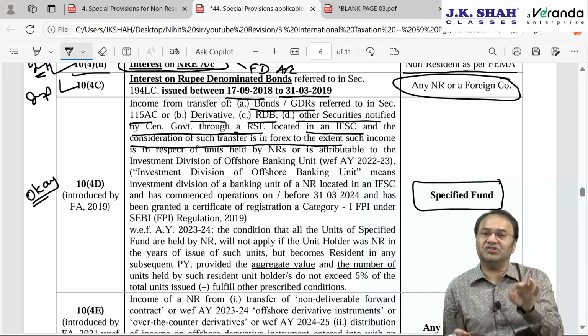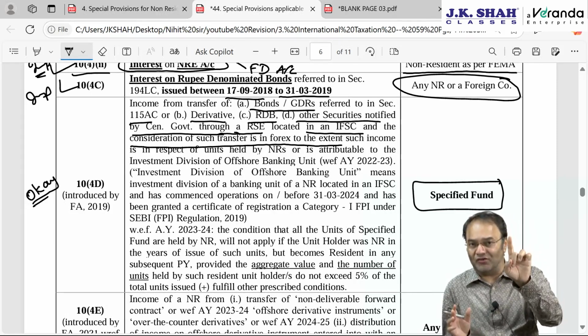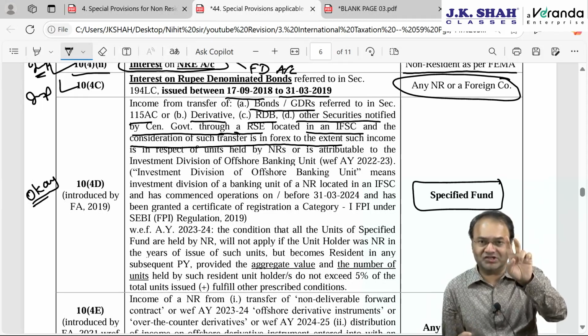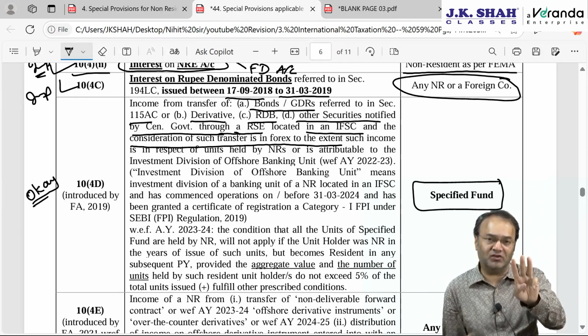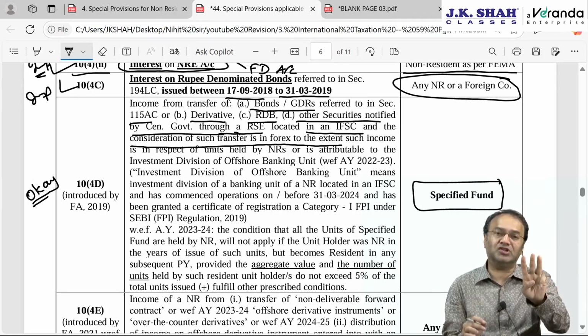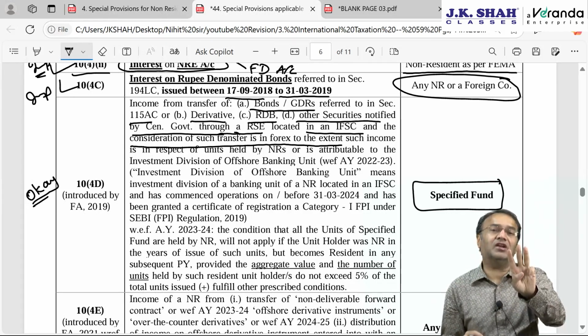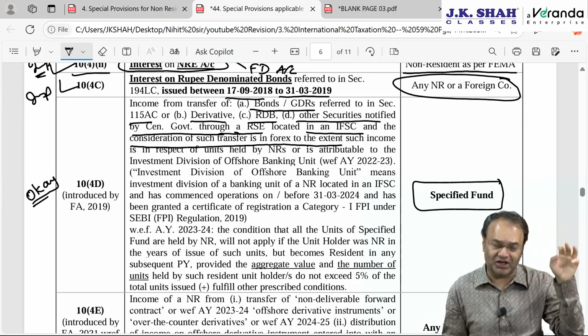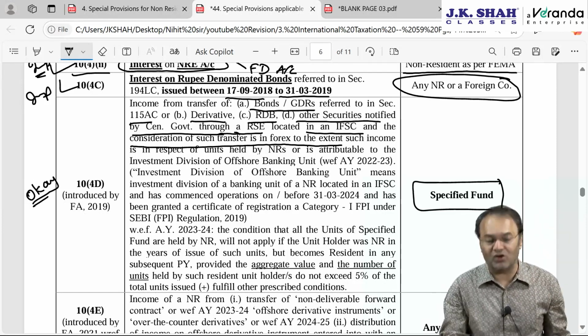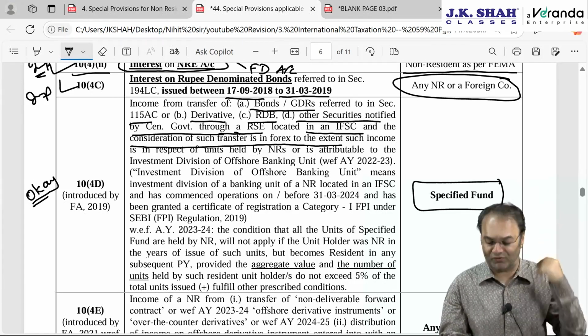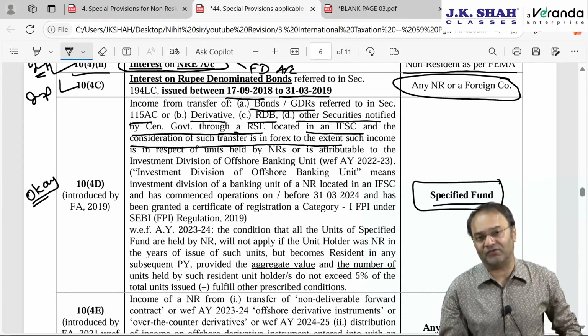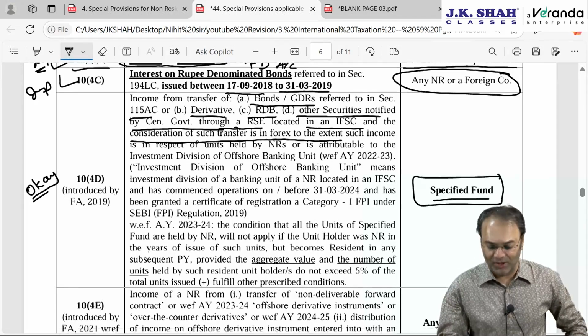Capital gain arising from transfer of bonds or GDRs of an Indian company referred to in 115AC, rupee denominated bonds or derivatives, provided such transfer takes place on a recognized stock exchange located in IFSC and the entire sale consideration is in foreign currency. If these 6 conditions are satisfied, or rather 3 conditions plus 3 types of assets, then in the hands of the specified fund such capital gain will be exempt.